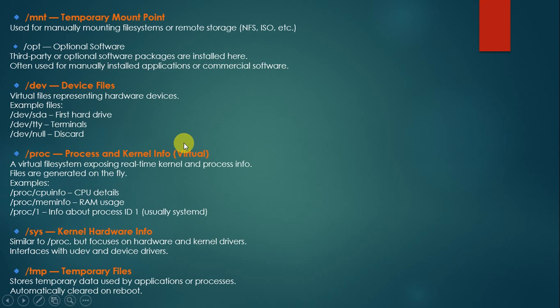Now comes the proc folder. It contains all kernel or process-related info. Next is the sys folder. The sys folder contains all the hardware-related info. All the kernel or hardware-related info is in the sys folder. Now the tmp folder. Inside this tmp folder, all the temporary files are stored.